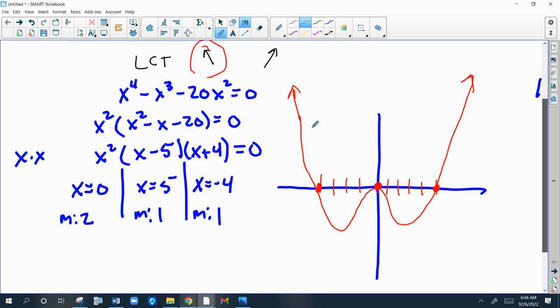What I'm looking for here is to make sure that it's following the leading coefficient test, it's going through any odd multiplicity, and it's bouncing off any even multiplicity. So that's all there is to it.